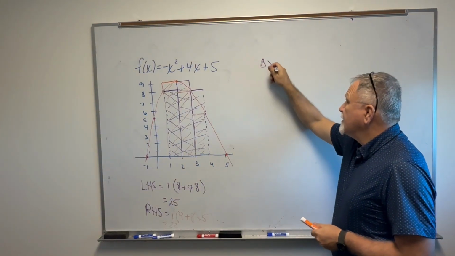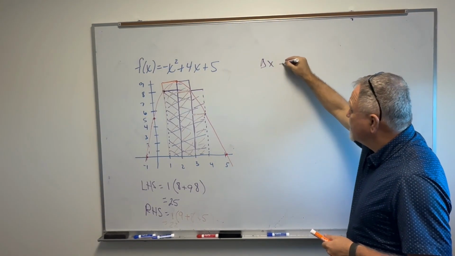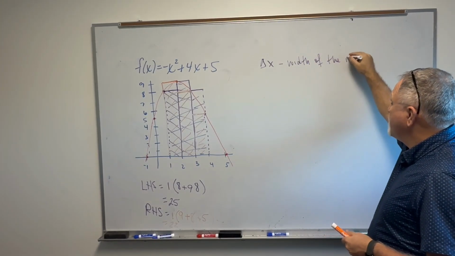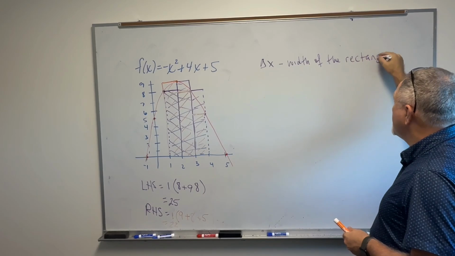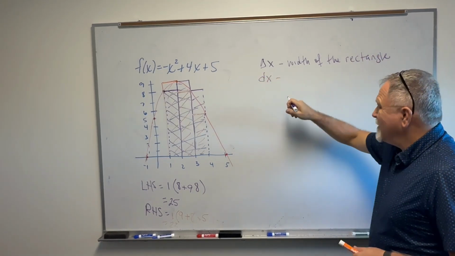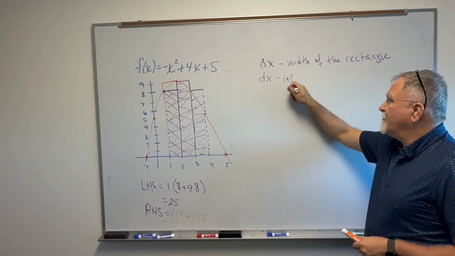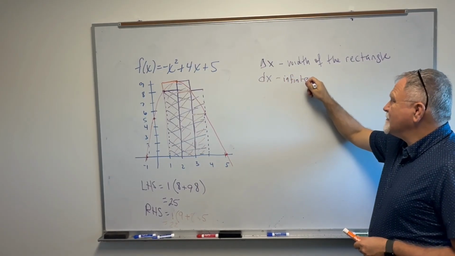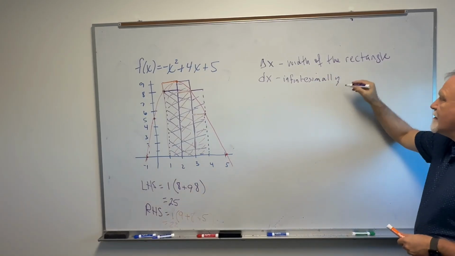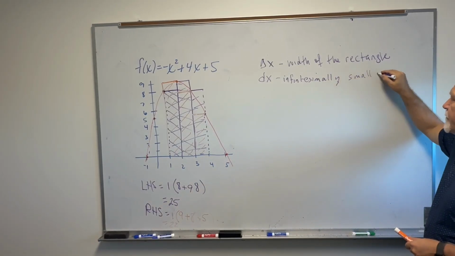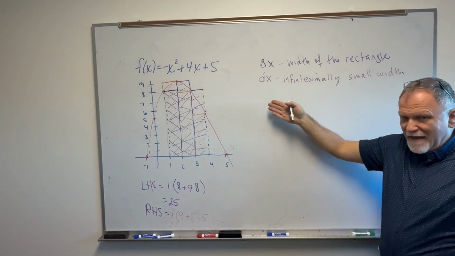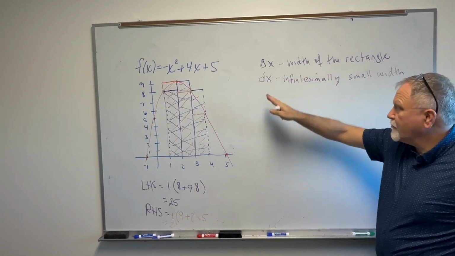Delta x is the width of the rectangle, and dx is going to be an infinitesimally, that's not a word you use every day, small width. Okay. So delta x is in general the width, but when we're going to let that width become infinitesimally small, we're going to call it dx.